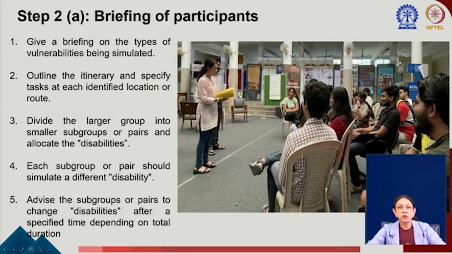Divide the larger group into smaller subgroups or pairs. Now, why am I saying pairs? Because it is always someone who performs, another one as a helper. Because in case there is some kind of an emergency, some kind of unacceptable situation, the other person can help. So, one person is role playing, the other person is the helper. So divide them into groups, pairs.